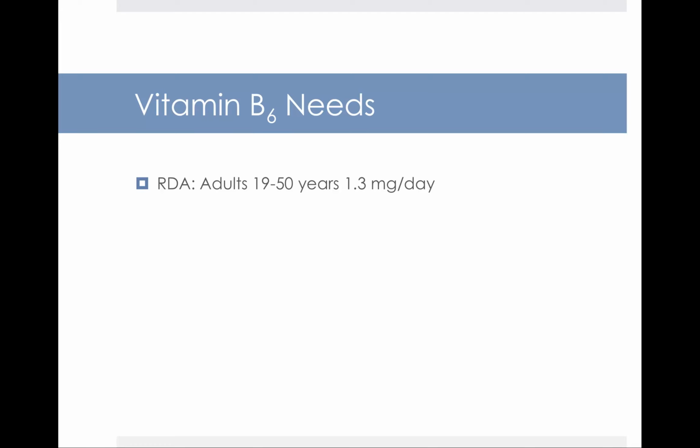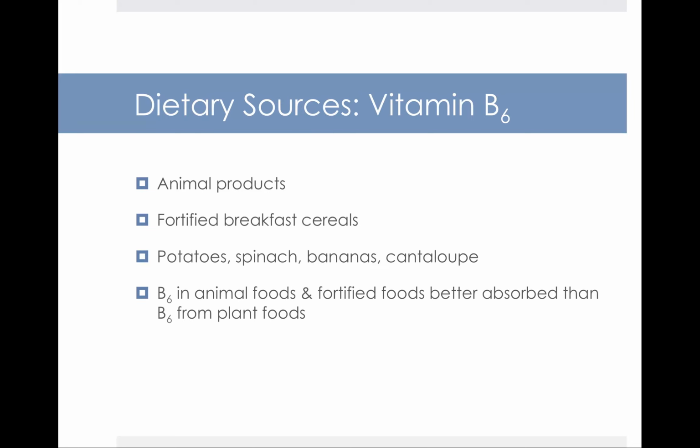As far as needs go, the RDA for B6 is set at 1.3 milligrams per day for adults aged 19 to 50. The best sources of B6, kind of like B12, are animal products, but you can get some in things like potatoes, spinach, bananas, and cantaloupe. We know that the B6 in animal foods and fortified foods is actually better absorbed than the B6 from plant foods. So that concludes our lessons about the B vitamins, and we'll move next on to vitamin C.